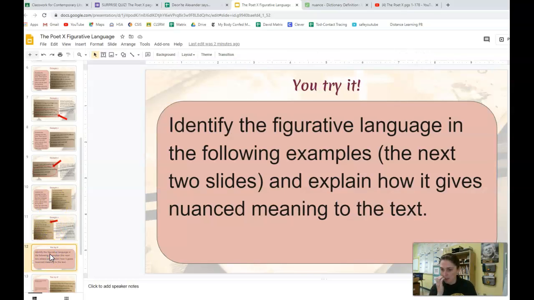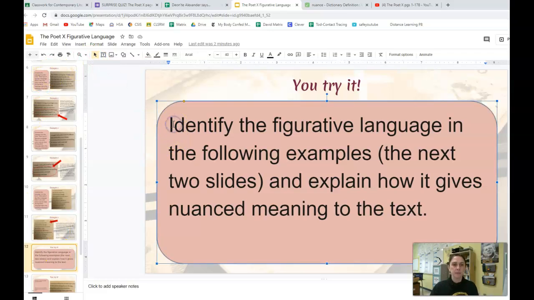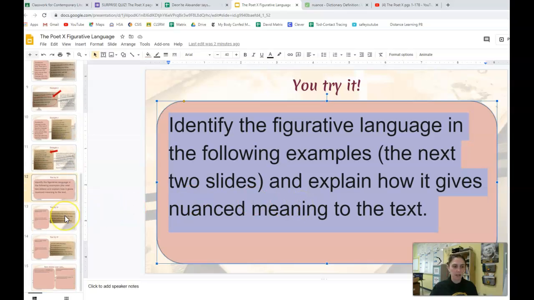So here's what you're going to do. You're going to try this. I want you to identify the figurative language in the following examples. That's the next couple slides here. And explain how it gives nuanced meaning to the text.